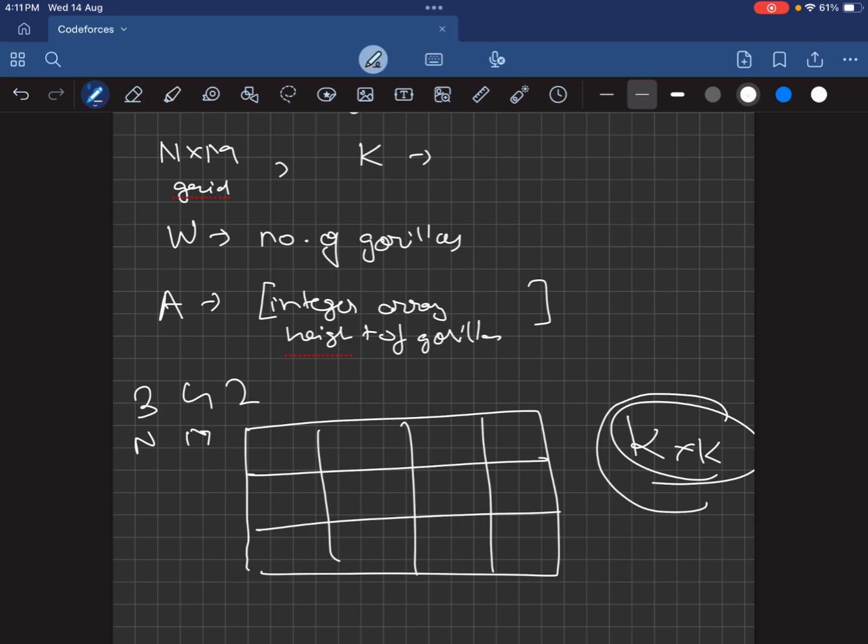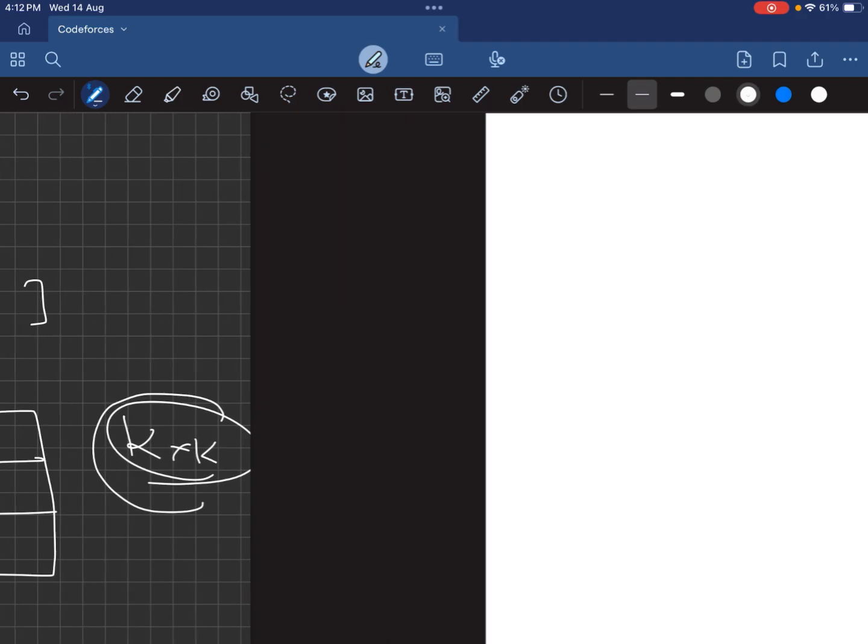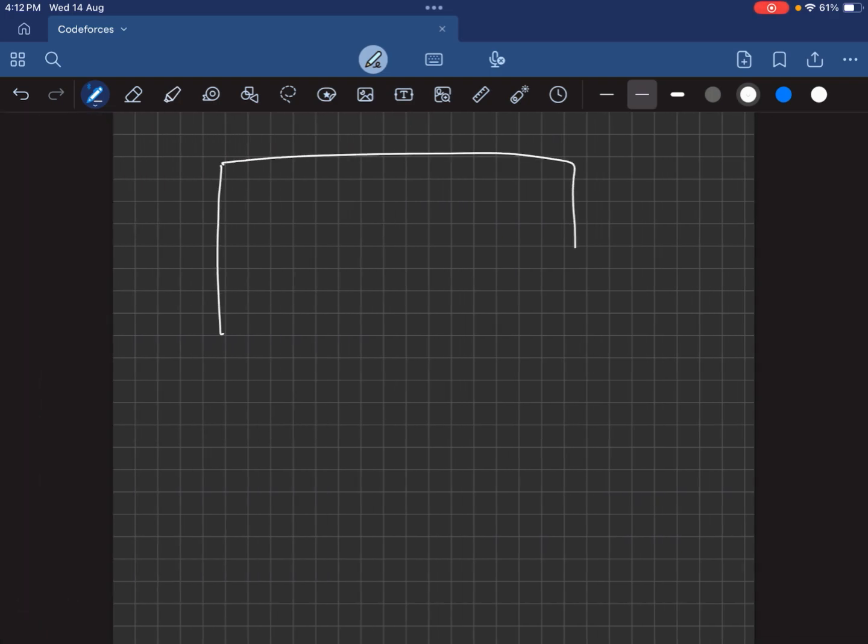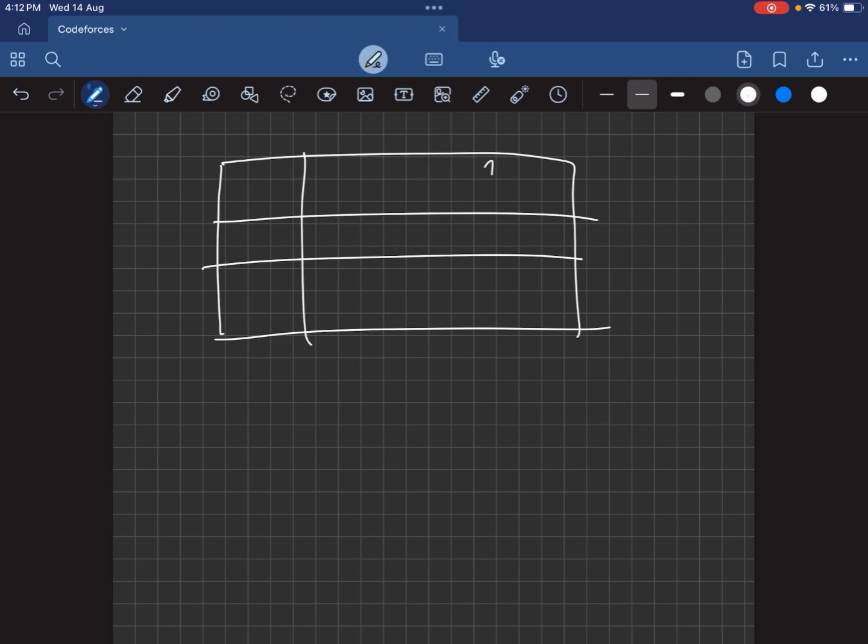Now the question is how do we calculate this. So what we can do, just for now, just look at this. We can calculate how many k cross k subgrids a particular cell comes into.